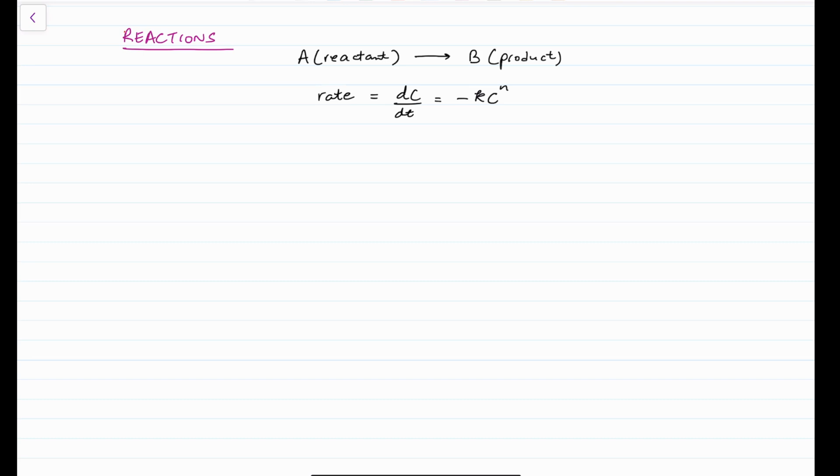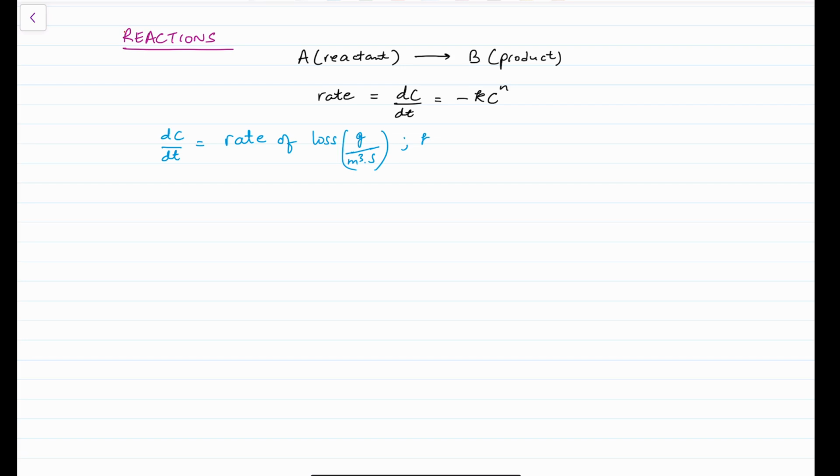So this is describing the rate of reaction, where C is the concentration, and dC/dt is the rate of change of concentration, equal to negative k C to the power n. Now what are these different variables that we just defined? Let's write them down. As I said, dC/dt is the rate of loss of concentration, and the units could be something like grams per meter cubed second.